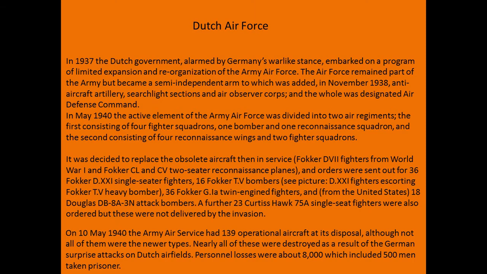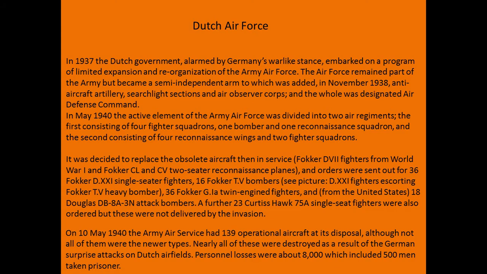The Dutch Air Force. In 1937, the Dutch government, alarmed by Germany's warlike stance, embarked on a program of limited expansion and reorganization of the Army Air Force. The Air Force remained part of the Army, but became a semi-independent arm, to which was added in November 1938 the anti-aircraft artillery, searchlight sections, and air observer corps, and the whole was designated Air Defense Command.